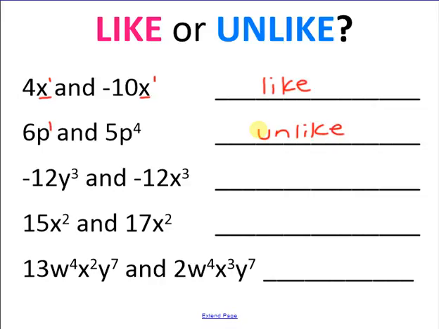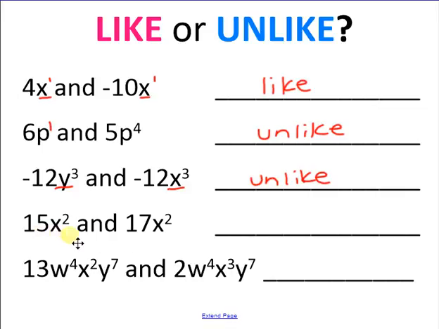Remember that the coefficients, the numbers in the front, can be different, but the exponents have to be the same. I'm sorry, I mixed that up. All right, here we have negative 12y to the 3rd and negative 12x to the 3rd. So our variables here are different, and that's a deal breaker. So these are unlike terms.